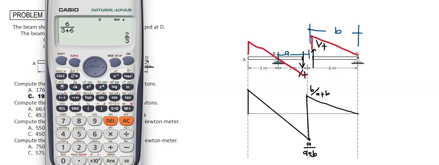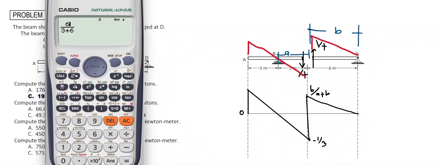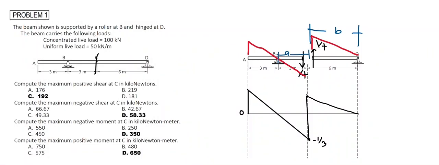And we have A here, a value of 3 meters, so this is 3 over 3 plus B, that is 6. So this value right here is negative 1/3. And it is negative because it is below the horizontal axis. There is a value of 0. And at this point here, this has a value of positive 2/3. And this value right here, by ratio and proportion of these two triangles, since these two triangles have a base length of 3 meters, we expect this value to be just equal to 1/3.